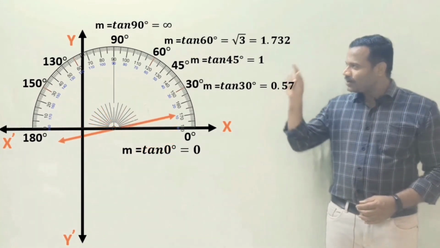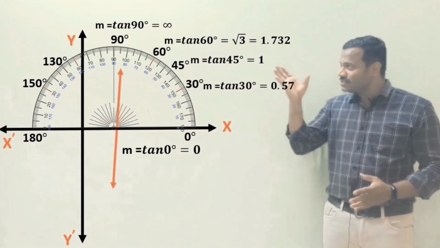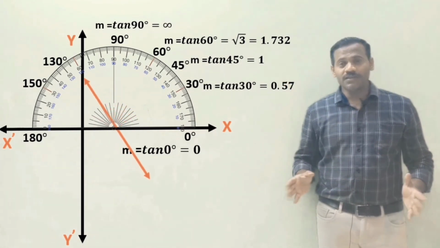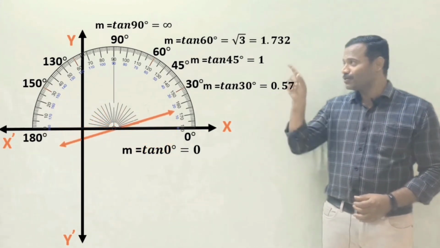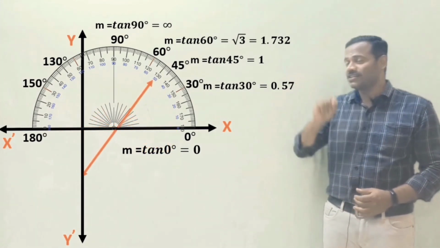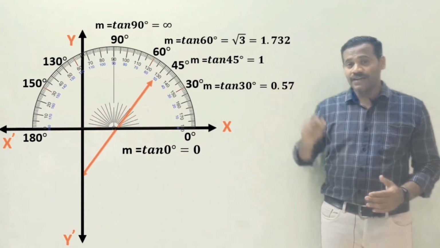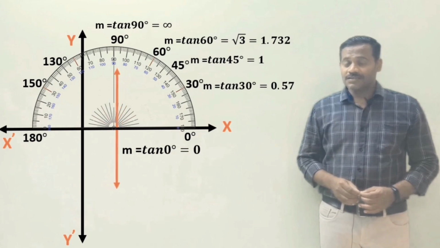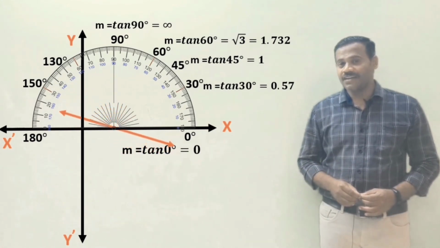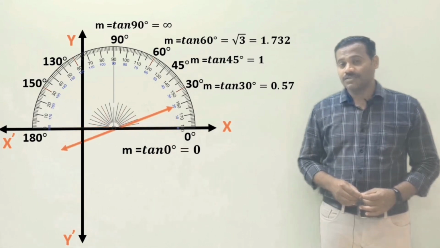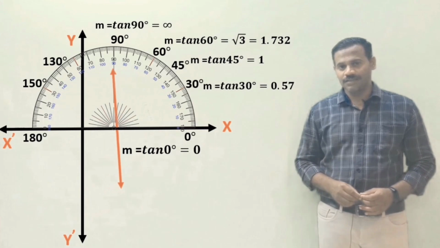If I rotate the angle to 60 degrees, if the inclination of the line is 60 degrees, what will be the slope of the line? Yes, it is tan 60 degrees, which is nothing but root 3, we will get 1.732. If I rotate the angle to 90 degrees, it is infinity, which is not defined. Tan 90 degrees is positive infinity as well as negative infinity, which is not defined.